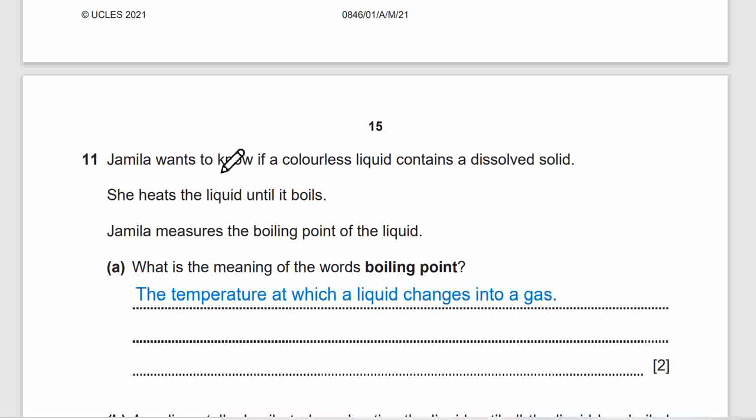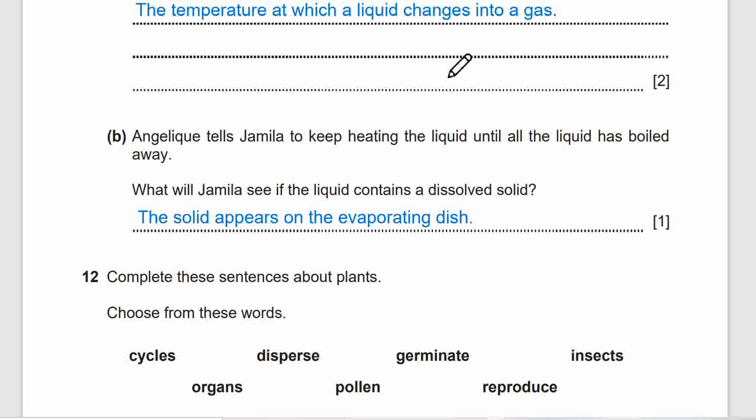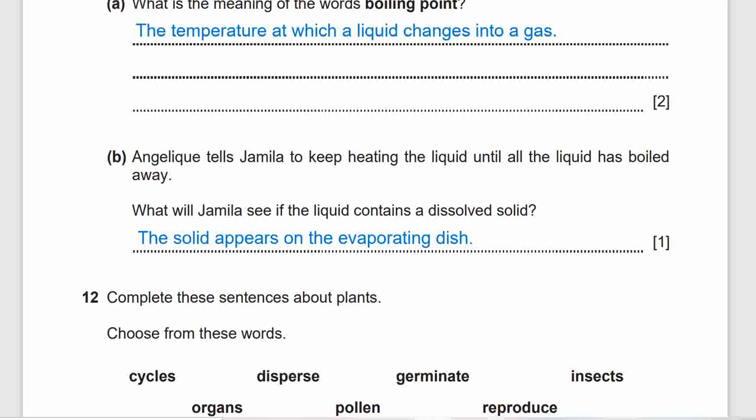Well, Jamila wants to know if a colorless liquid contains a dissolved solid. So what is the boiling point? The temperature at which a liquid changes into a gas. Question B. Angelique tells Jamila to keep heating the liquid until all the liquid has boiled away. What will Jamila see if the liquid contains a dissolved solid? Well, the solid will appear on the evaporating dish if the liquid contains a dissolved solid. That will be the answer for that.